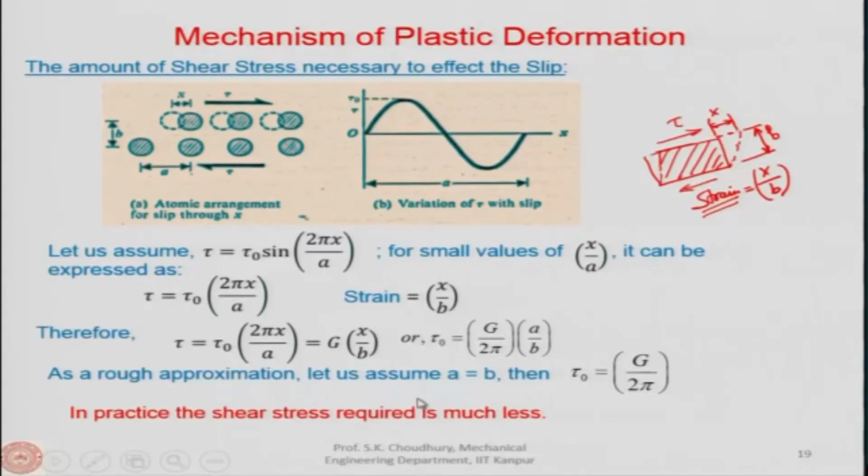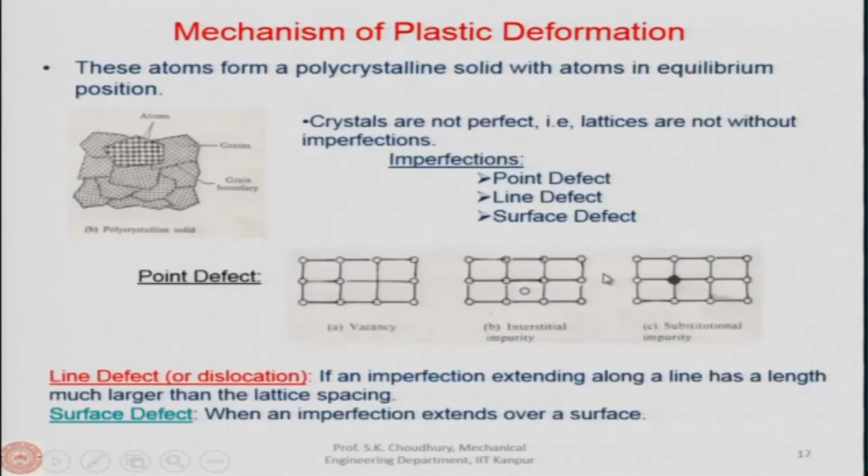So, overall, as we have seen, the maximum stress can be found out easily. Theoretically, this is the shear strength of that material divided by 2 pi. All right. Now, why in practice is the shear stress required less? Because we will come back to the defects, because of these defects.